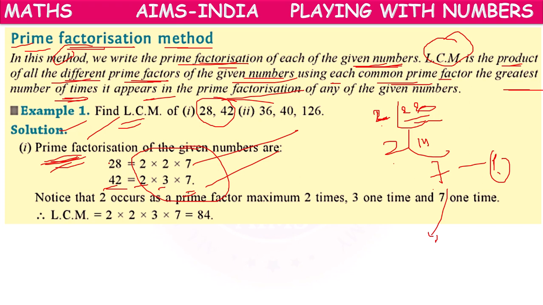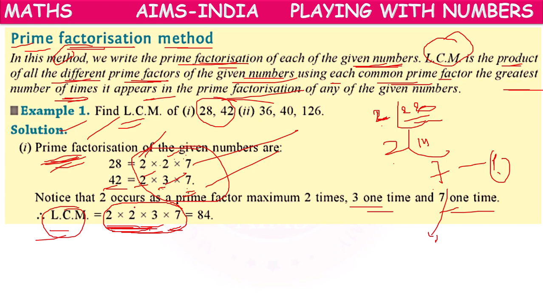Okay. Now, prime factorization we have done. So here, the factor 2 is occurring 2 times in the first one, 1 time in the second one. 3 appears 1 time in the second one, 0 times in the first one. 7 appears 1 time in both. So now what is the LCM? We have to take each prime number the greatest number of times it is occurring. Here 2 times, here 1 time. Which one is greater? 2 times. Here 3, 1 time, here 0 times. Which one is greater? 1 time. 7, 1 time. Which one is greater? 1 time.